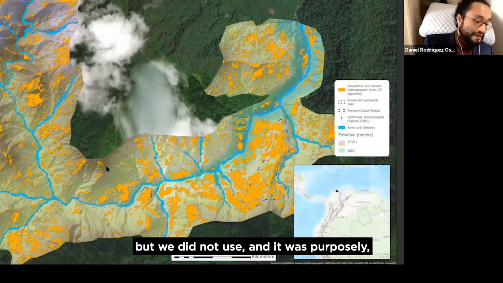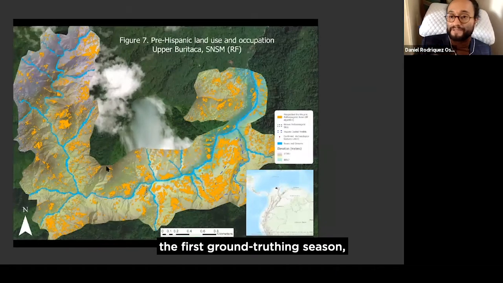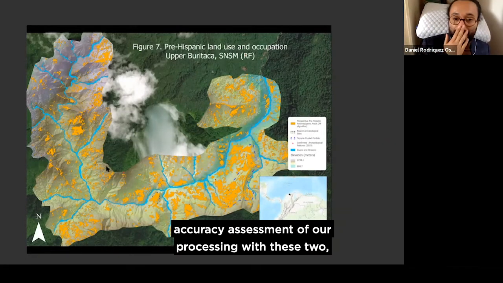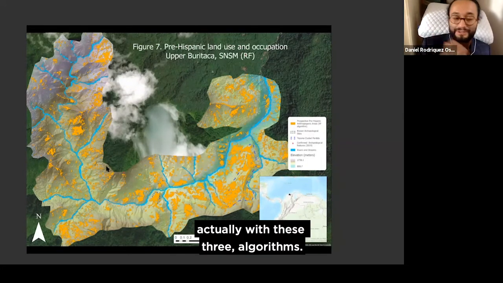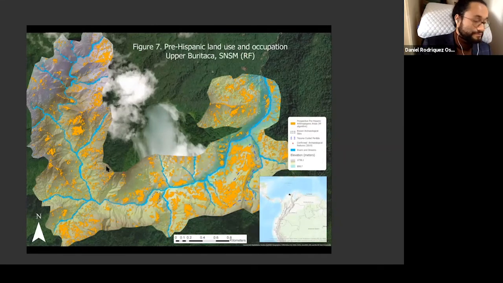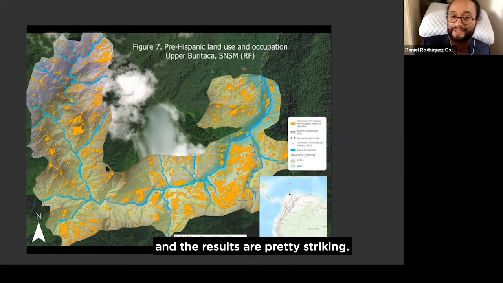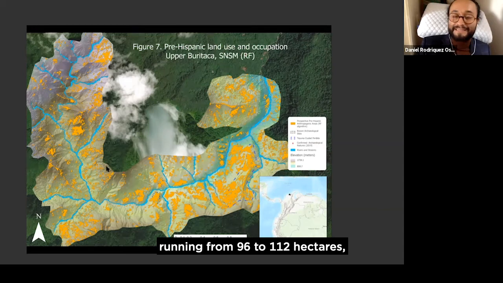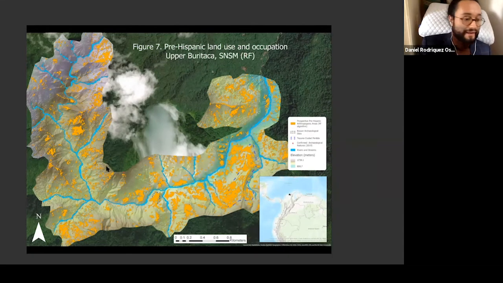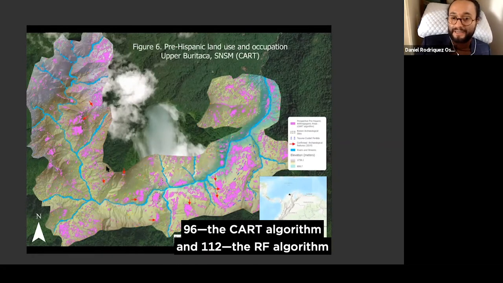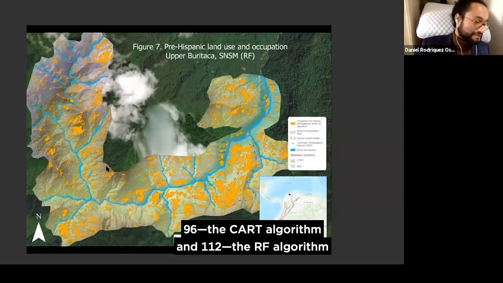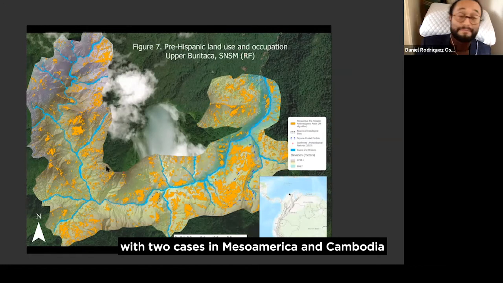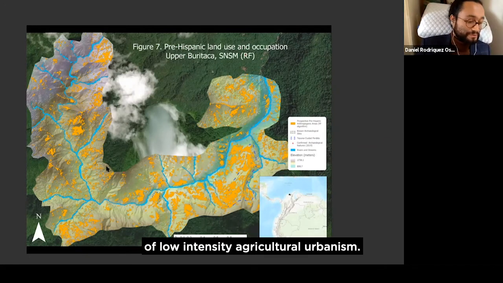But we purposely did not use the results from the first ground truthing season, because we used that for conducting a kind of retrospective accuracy assessment of our processing with these three algorithms. We used those two algorithms, and the results are pretty striking. They strongly suggest an occupation and land use ranging from 96 hectares to 112 hectares: 96 for the CART algorithm, and 112 for the RF algorithm. These results are comparable with two cases in Mesoamerica and Cambodia of low intensity agricultural urbanism.